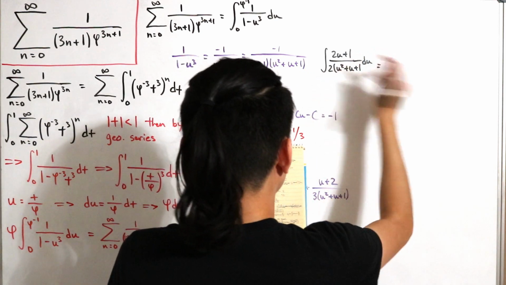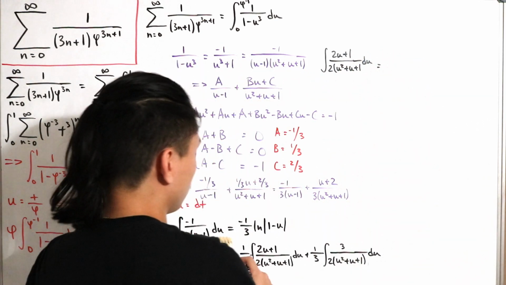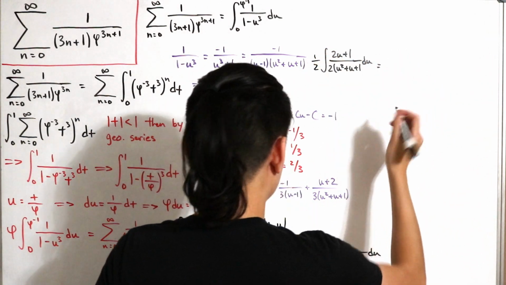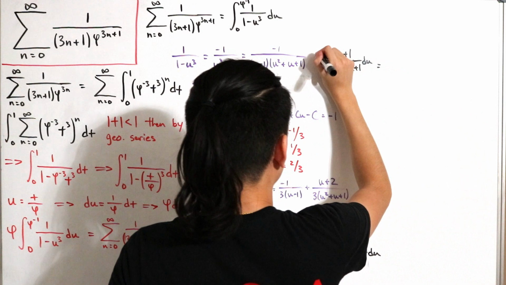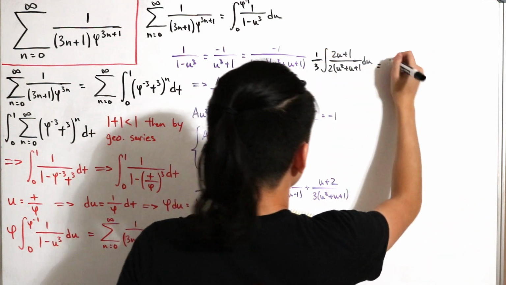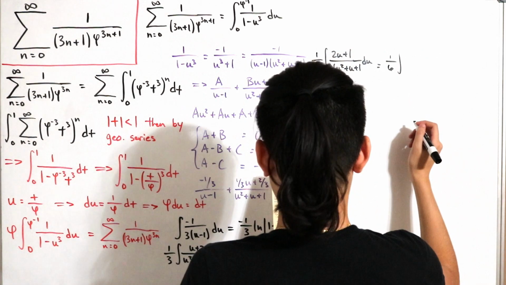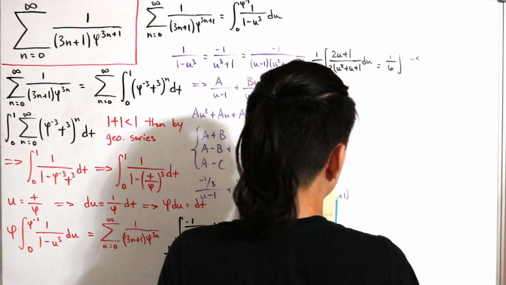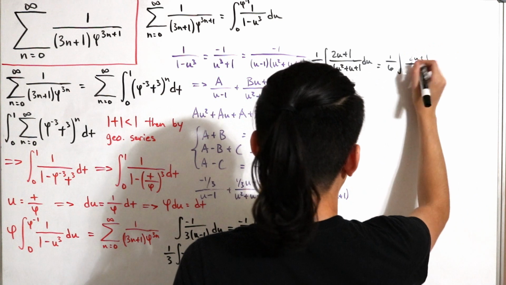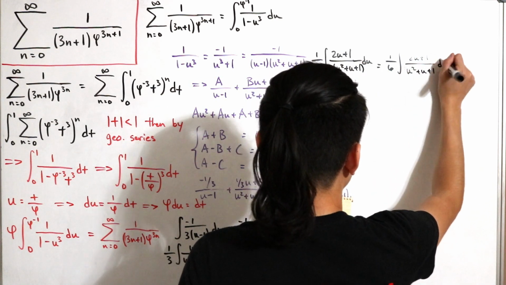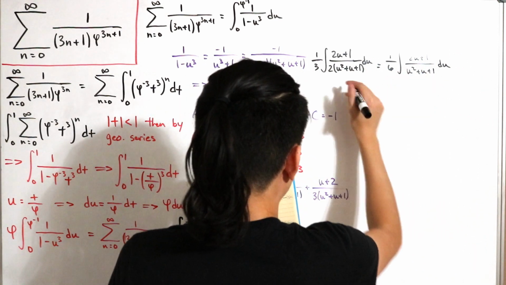Then I can just factor out the 1/2. So in this case, there's a 1/3, so let me just put this back as 1 over 3. Factor out the 1/2, so it'll be 1 over 6, then the integral of (2u plus 1) divided by (u squared plus u plus 1) du. I can just skip that work.